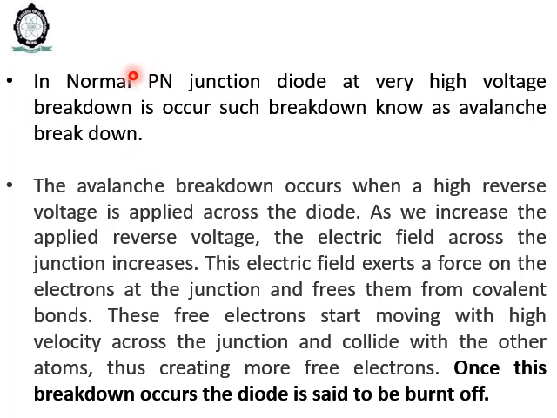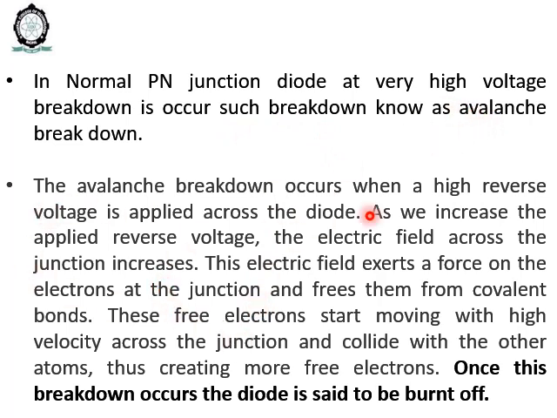In a PN junction diode, at very high voltage, breakdown also occurs, and such a breakdown is known as avalanche breakdown. Avalanche breakdown also occurs in the Zener diode, but at a very high voltage, higher than the avalanche voltage of a PN junction diode. So both types of breakdown occur in a Zener diode, avalanche breakdown as well as Zener breakdown.